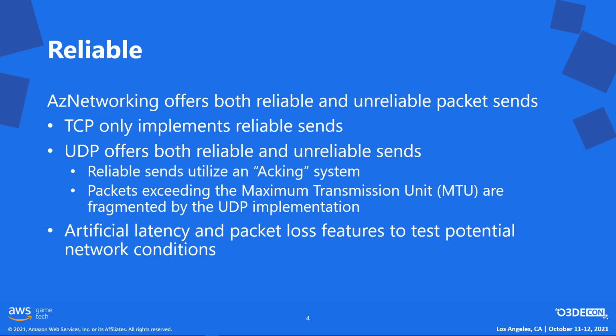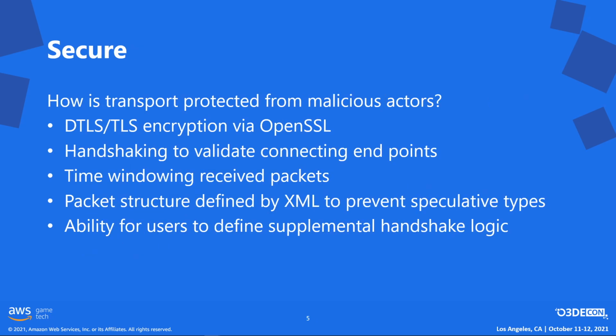Packets on UDP can be sent reliably or unreliably, with a variety of configuration options, so you have the level of control you need. To ensure that transport holds up over a variety of network conditions, there are configurable options to simulate artificial latency and artificial packet loss.